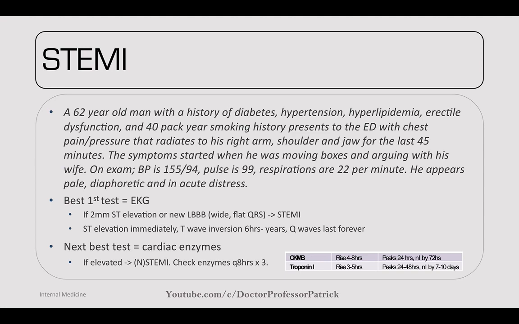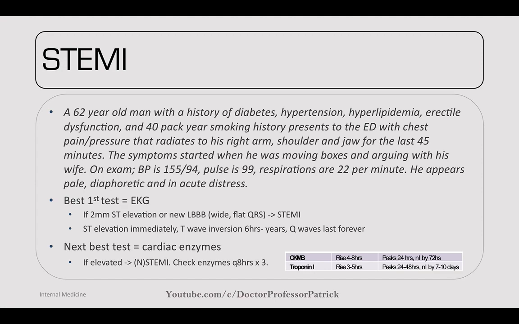So we'll start out with a STEMI, a ST segment elevation MI. In these cases, you're often going to have somebody in their 50s to 60s with a history of some of the risk factors for coronary artery disease like diabetes, hypertension, hyperlipidemia, erectile dysfunction, and smoking history. They're going to come in complaining of chest pain that radiates to the right arm and shoulder or jaw, or chest pressure commonly. These symptoms are going to start usually when they're under activity or under emotional stress.